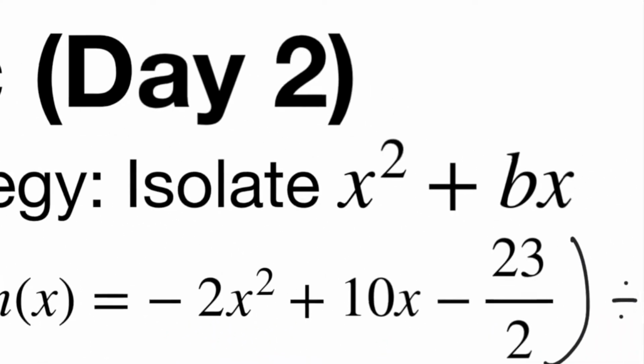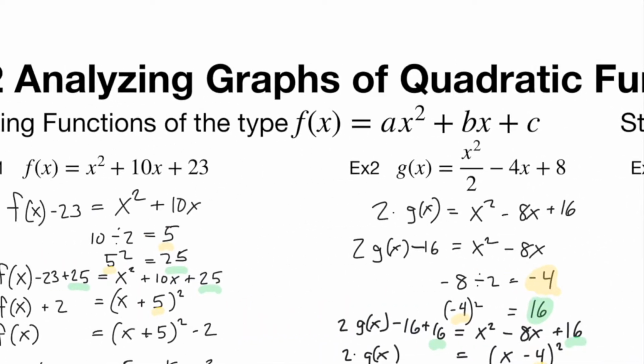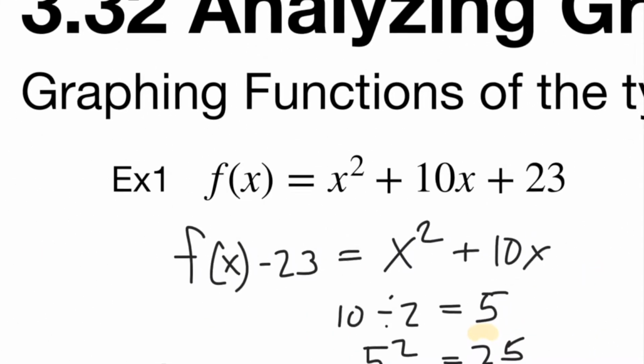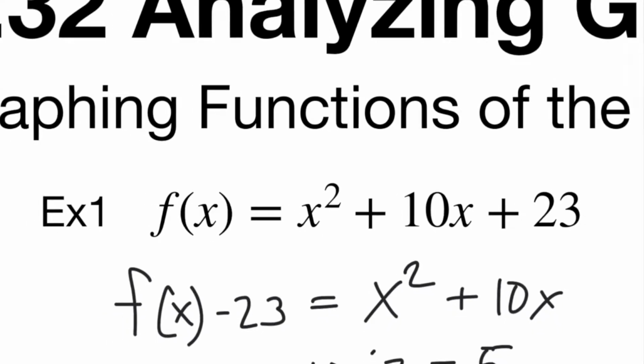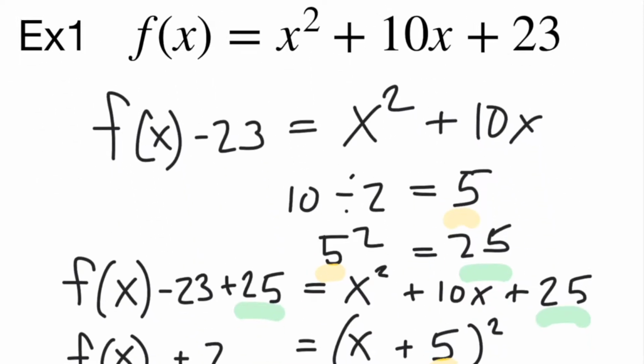In order to do that, we're going to have to isolate x squared plus bx and complete the square. Let me show you what I mean. So here we're given just kind of a standard f of x equals x squared plus 10x plus 23. And now we're going to isolate these first two terms right here. These two terms we're going to get by themselves, and we're going to move everything over here to the other side. So that means subtracting 23, and we get this. Now, once we have this, we have something that we can complete the square with a little easier.